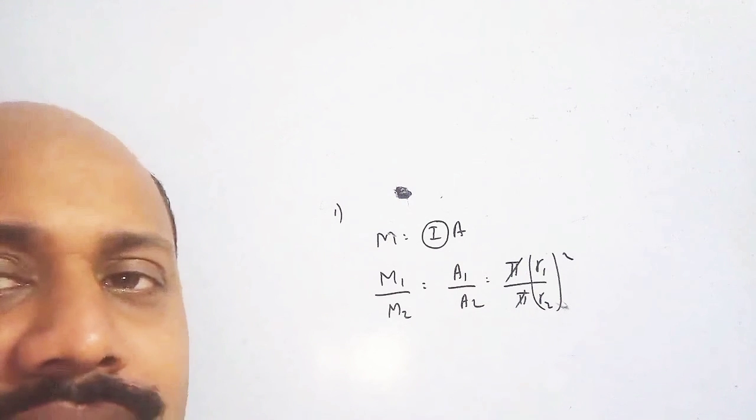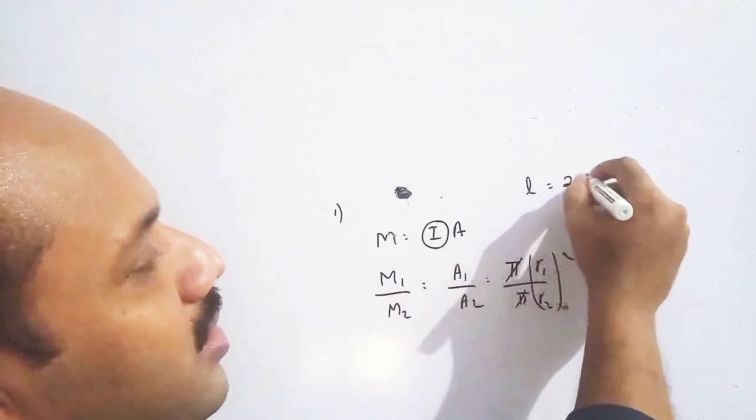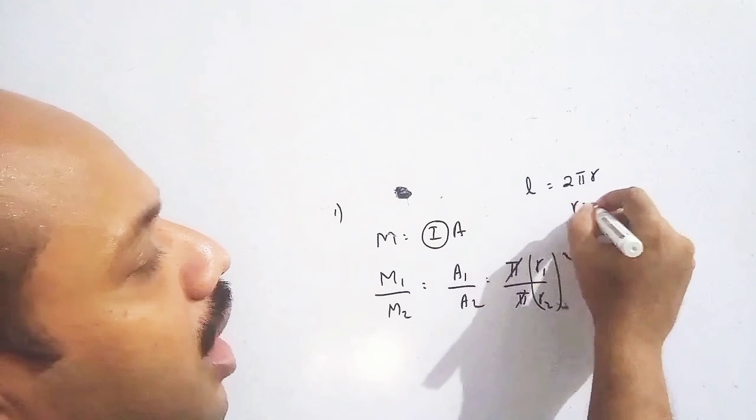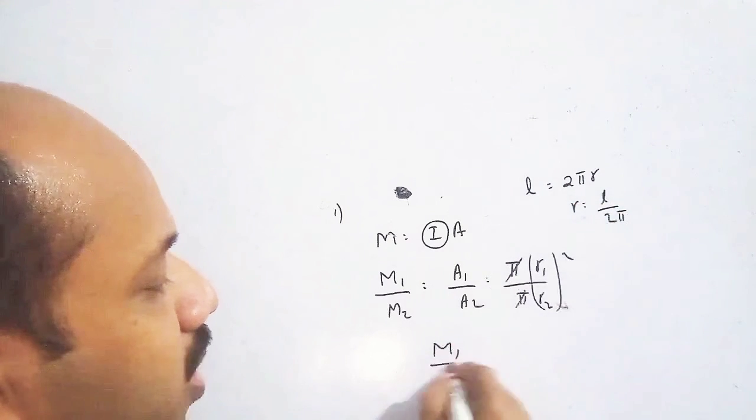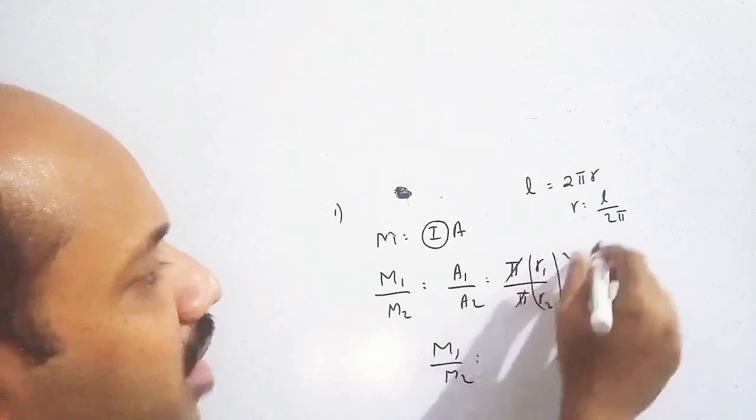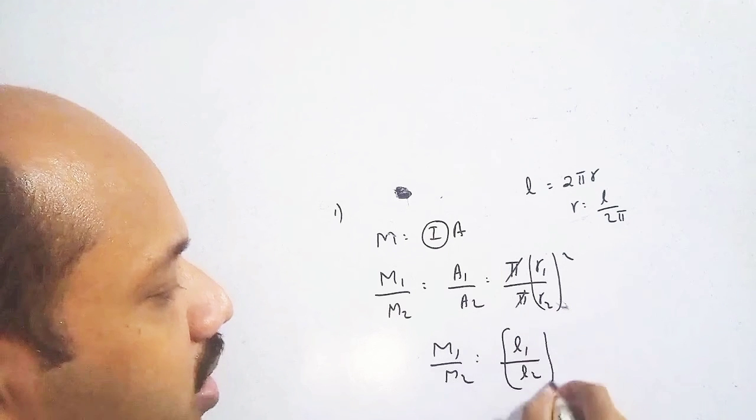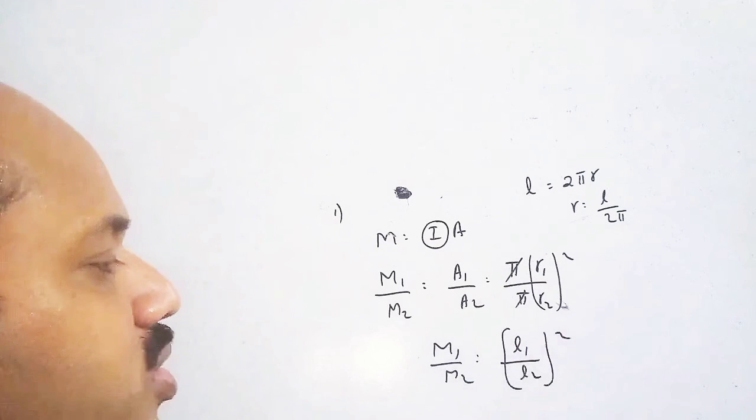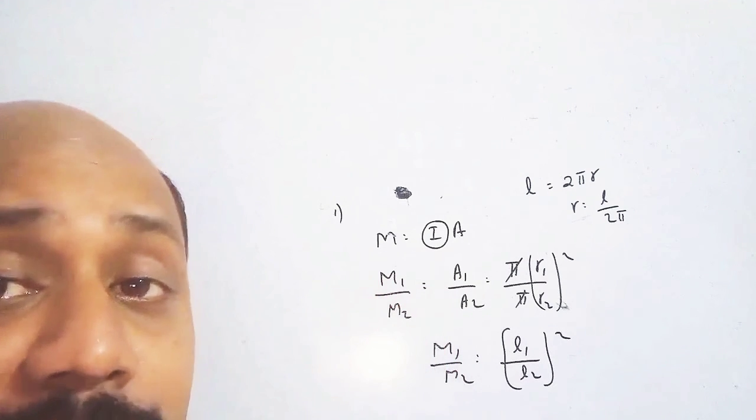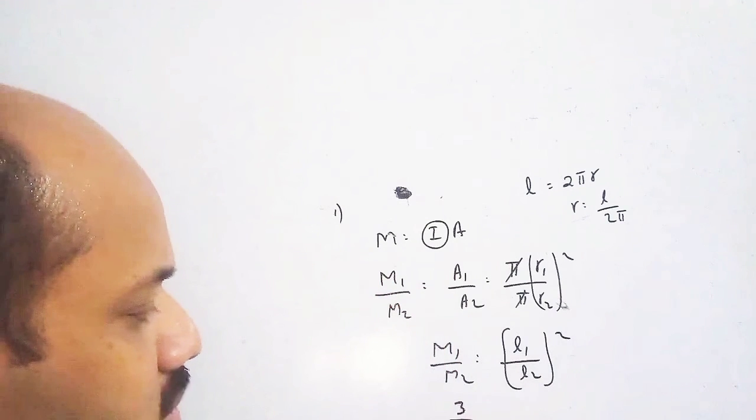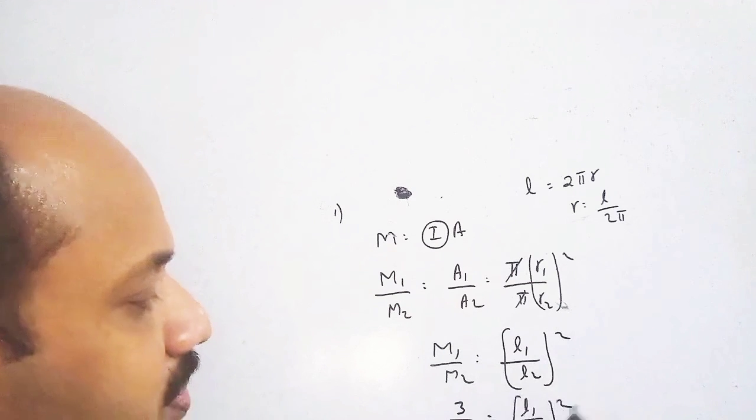Now the wires have lengths L1 and L2. A single wire bent in the form of a circle has length equal to 2 pi r. Then r is equal to L by 2 pi, so r is proportional to L. Therefore M1 by M2 is equal to, instead of R1 we can take L1, instead of R2 we can take L2, the whole squared. Then M1 by M2 is equal to L1 by L2 the whole squared. The ratio of magnetic moments is 3:2, so 3:2 is equal to L1 by L2 all squared.